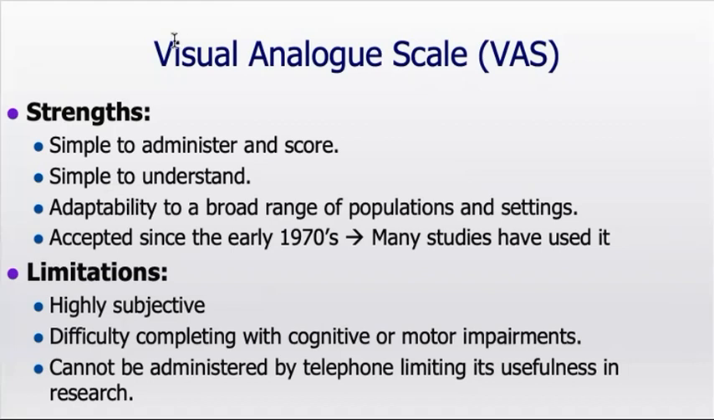Now, I'm always wary of research that just bases information on the visual analog scale, because it is highly subjective. So one of the major limitations is that it's very subjective. People need a baseline level of cognition to complete it. So if there is any sort of cognitive or motor impairments, they might be prone to not being able to complete the visual analog scale. And unfortunately, it can't be administered by telephone, which does limit its usefulness in research. But that's where you would use the NRS, or the numeric rating scale, numeric pain rating scale instead.